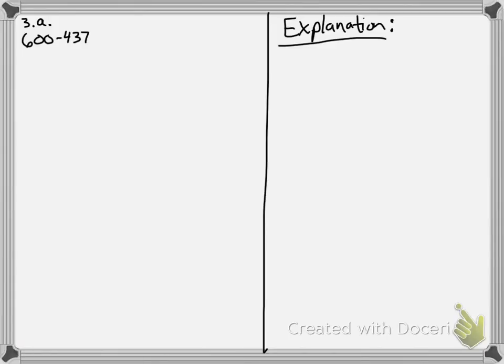Alright, so we're going to move on to this problem now. And it says to choose a strategy to solve and explain why we chose this strategy. So I'm actually going to use the minuend and add to that to get to 600. So I'm taking 437 and adding to that until I get to 600. So let's go ahead and get started.